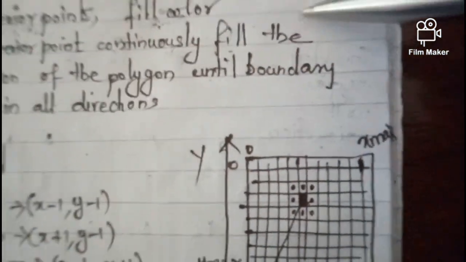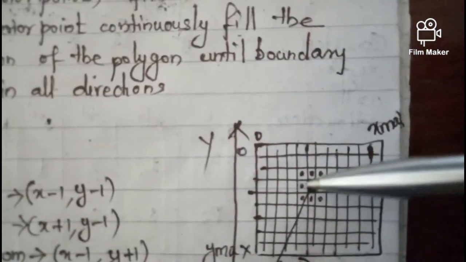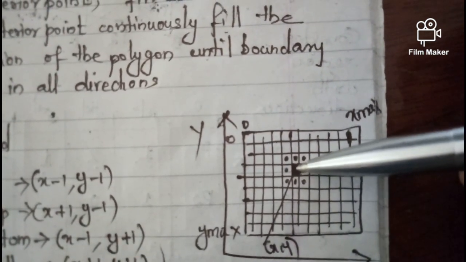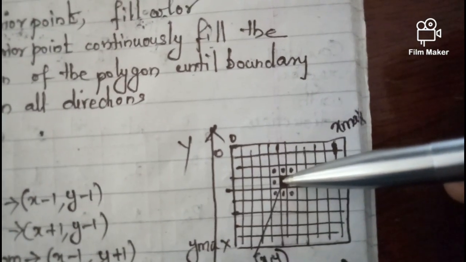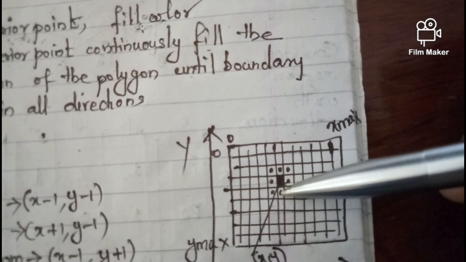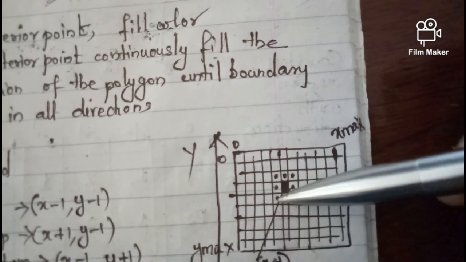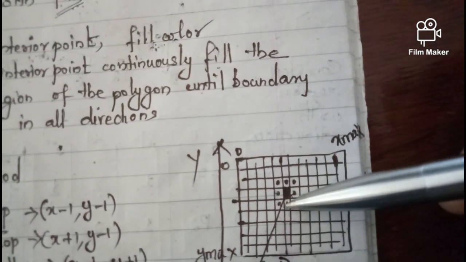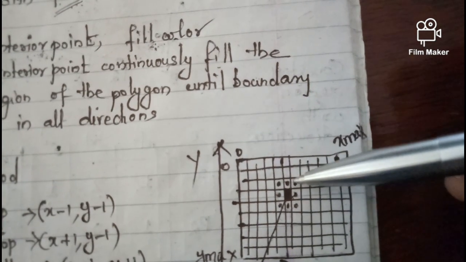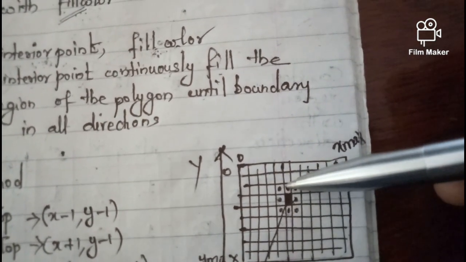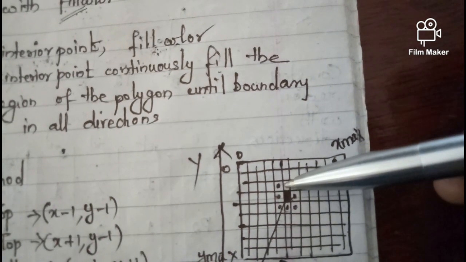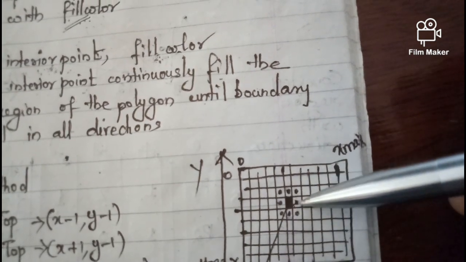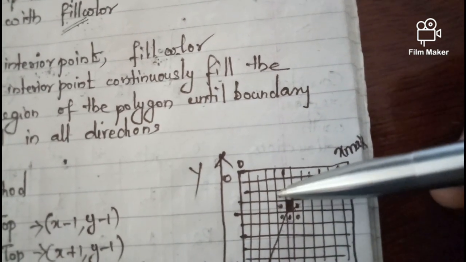8 connected method says, if this is the central pixel, we have already selected a pixel x comma y. If this is the pixel x comma y, then instead of selecting 4 neighboring pixels, we are selecting all the 8 neighboring pixels. That means top, left, right, bottom, all these 4 plus 4 corner pixels. These are the 4 neighboring pixels, top, left, right and bottom. Along with these 4 positions, we are also selecting the corner positions.